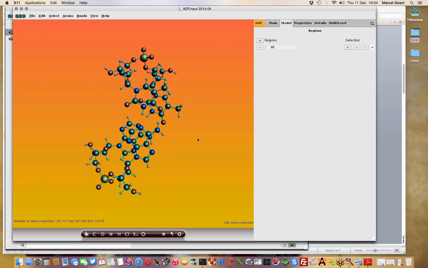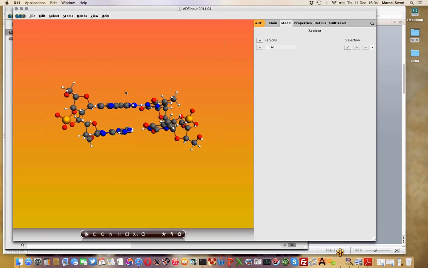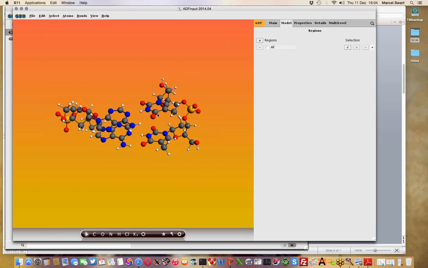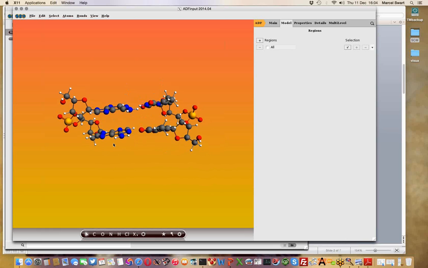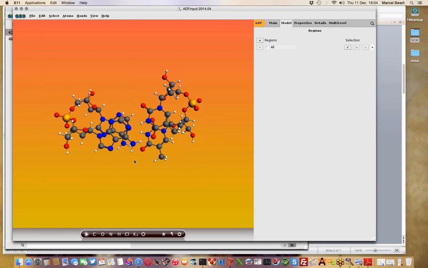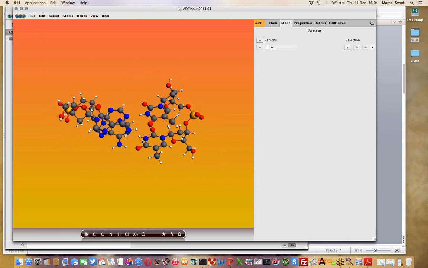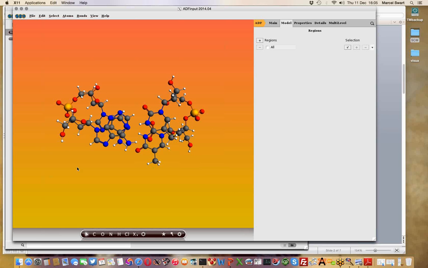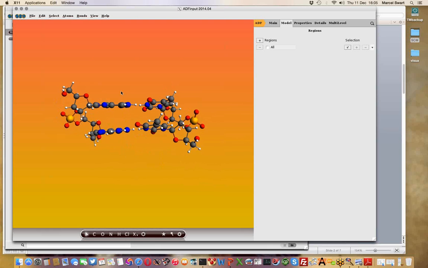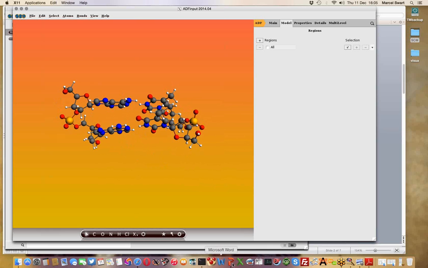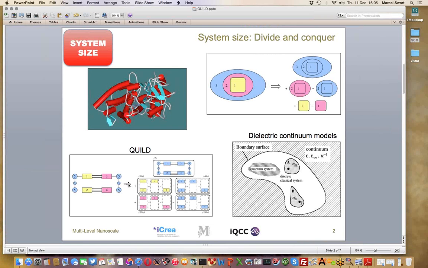So this is the structure of a DNA duplex, where here you have the two bases that are hydrogen bonded, and on the left hand side you have stacking between two bases which are located above each other. And at that time in 2004 there was not one density functional that was able to describe both the hydrogen bonding between the bases and the pi-pi stacking correctly. And so we decided to have a different approach, and this was the QUILD approach, where instead of having one functional describing the whole system, we would separate it into different parts.